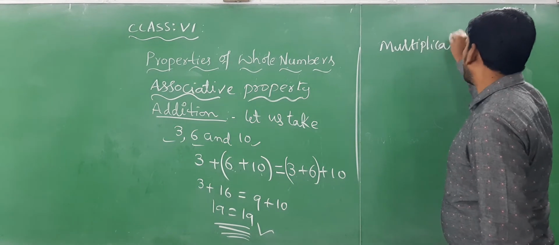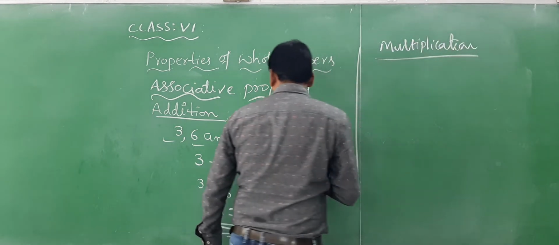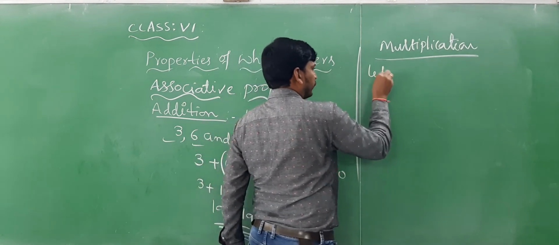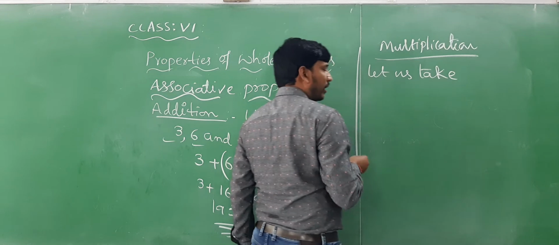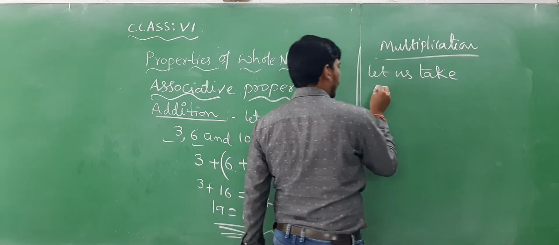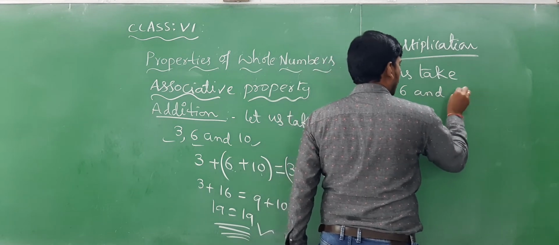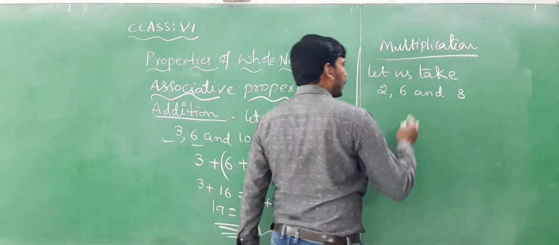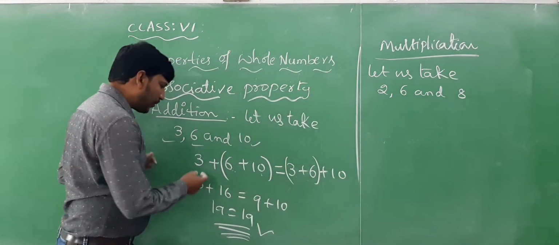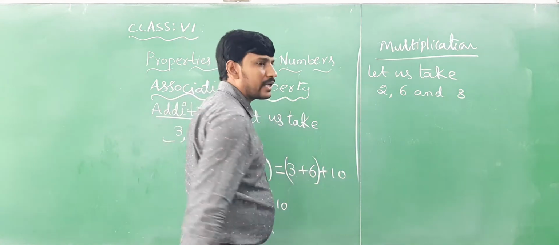Coming to the multiplication. Take different numbers or you can take the same numbers, your wish. Let us take any three numbers, simple numbers: 2, 6 and 8. Clear? 2, 6 and 8. Here, just as we did with addition, the same process you can apply for multiplication also.